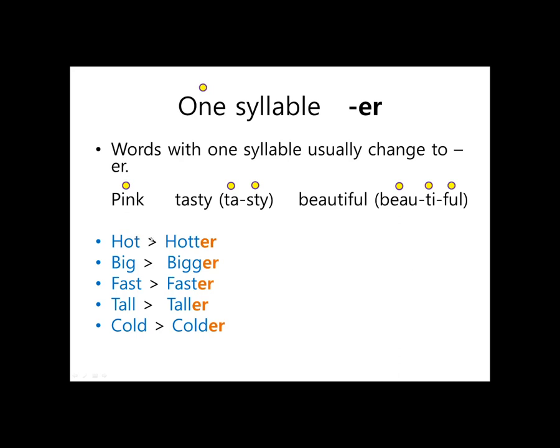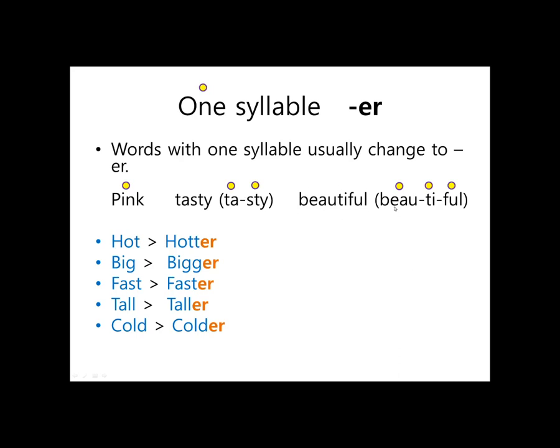So hot changes to hotter. What is a syllable? A syllable is a sound. It's the number of sounds in a word. So pink is one sound, pink. So it's one syllable. Tasty, tasty. Two sounds, so this is two syllables.